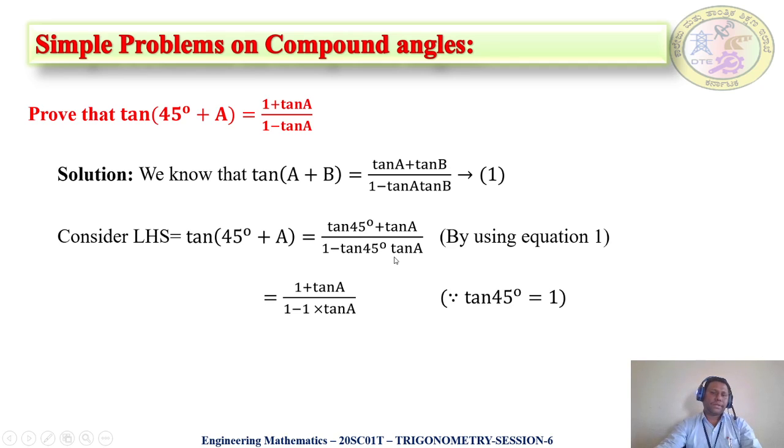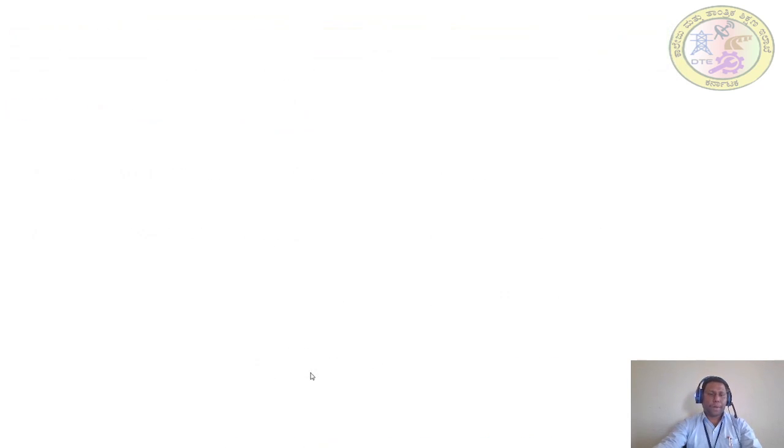So if you substitute the value here, tan 45 degree is 1, plus tan a, whole divided by 1 minus, again tan 45 degree is 1, into tan a. If you simplify this, it becomes 1 plus tan a whole divided by 1 minus tan a, and that is the required RHS. We have taken tan of 45 degree plus a as the LHS. We have applied the tan of a plus b formula. We took a equal to 45 degree, b equal to a. If you simplify, we get the required RHS, and that is a very simple problem.